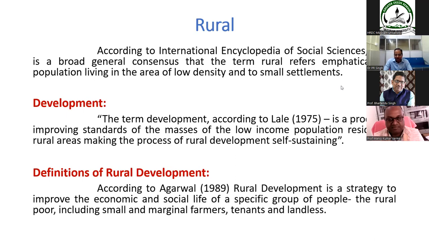But in another definition, Agrawal 1989, development is a strategy to improve the economic and social life. So in this particular definition, we are discussing the economic and social life of a specific group of people, that is the rural poor, small farmers, marginal farmers, tenants, and the landless.